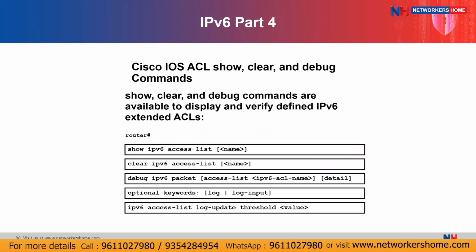And these are the show commands we can execute. So the clear and debug commands: show IPv6 access list, clear IPv6 access list. Instead of no IPv6, clear, we can remove the entry. Debug IPv6 packet, access list, ACL name, optional keyword. If you want IP access log update threshold, all these things we have.